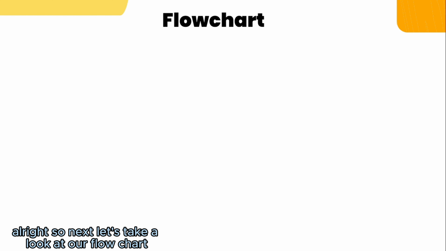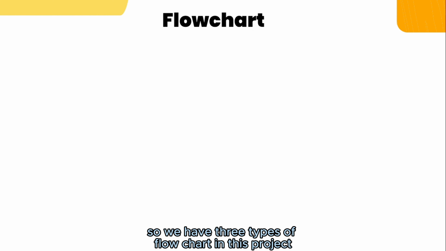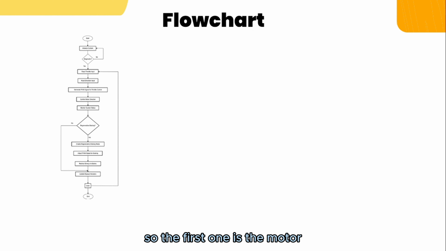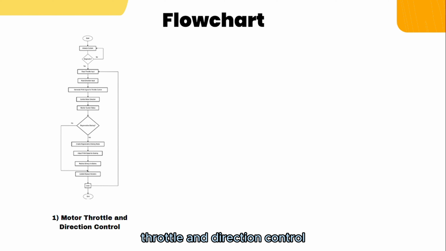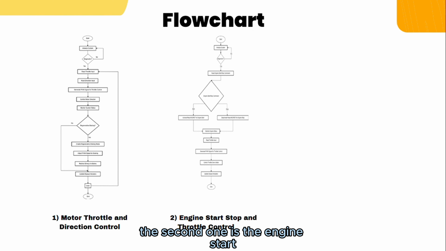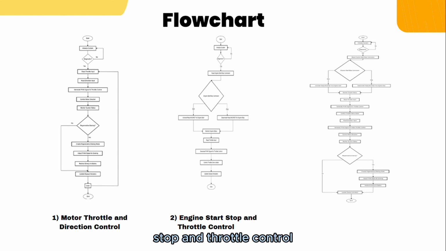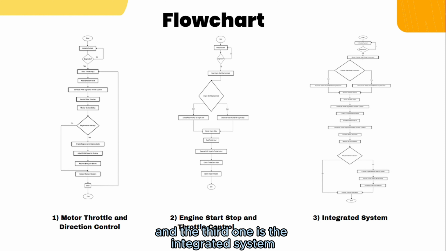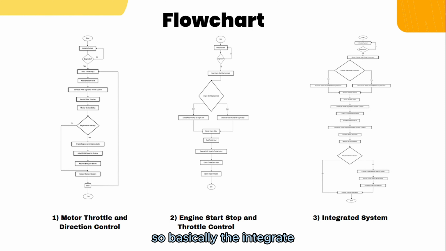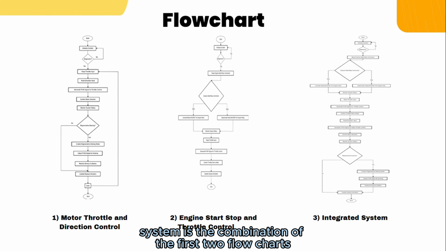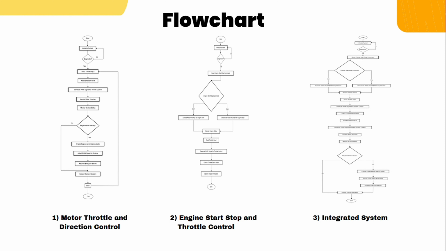Alright, so next, let's take a look at our flowchart. We have three types of flowchart in this project. The first one is the motor throttle and direction control. The second one is the engine start, stop and throttle control. And the third one is the integrated system. Basically, the integrated system is the combination of the first two flowcharts.